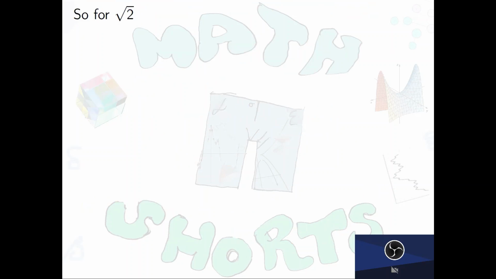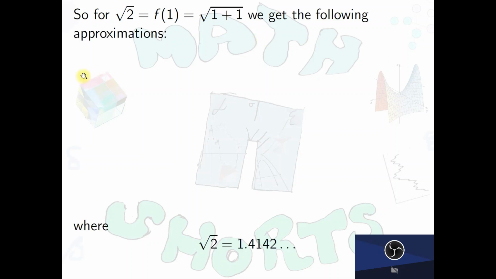Okay, so let's see this Maclaurin series in action with the square root of 2. So this would just be f of 1, which is the root of 1 plus 1. So we're going to get the following approximations, and we know that the square root of 2 is 1.4142... So we'll get an idea of how well this approximation using the Maclaurin series for root of 1 plus x is. So we'll just do it a term at a time and see what happens.